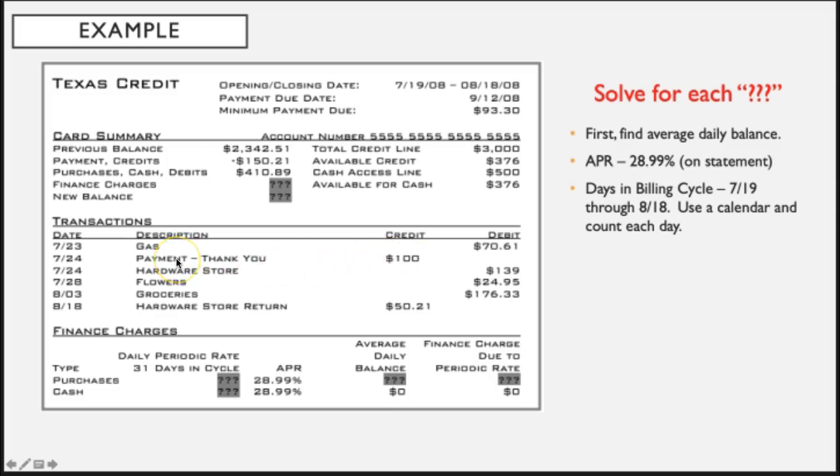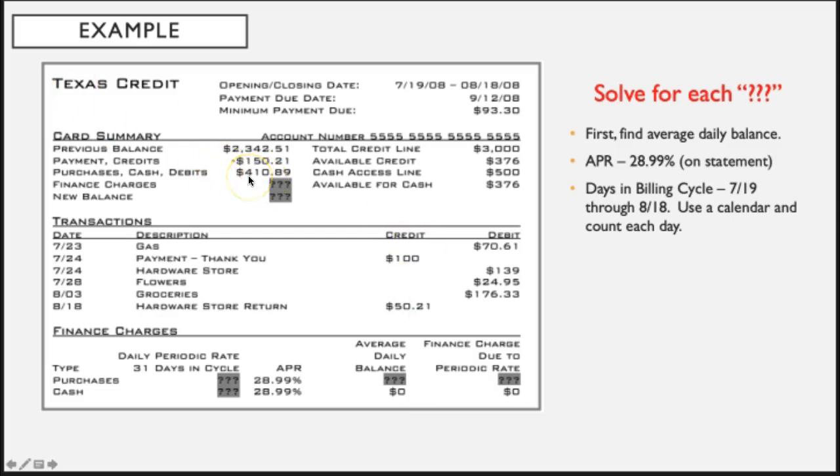There was $100 that, whoever's credit card this is, let's just say it's yours, that you made a payment for $100. That means that reduces your balance because you made a payment. And then you also returned something to the hardware store, and it could have been something that was in this amount at some point, charged on this credit card. And then they refunded you $50.21. And that also is going to reduce the balance on your credit card statement.